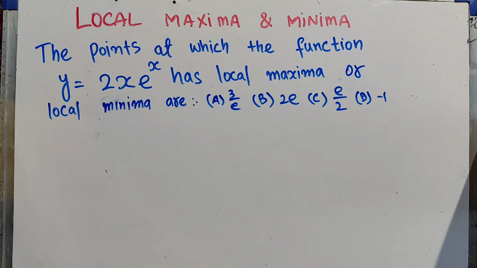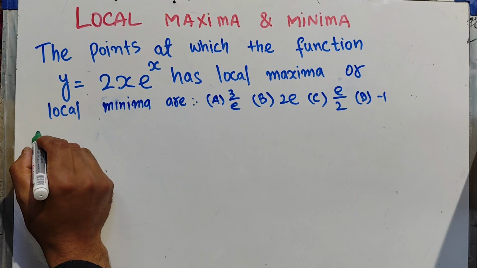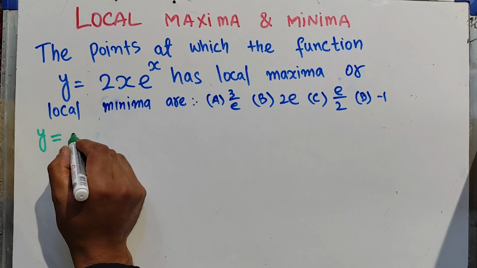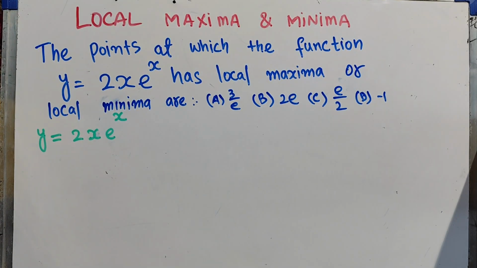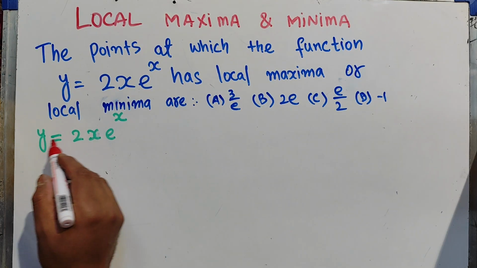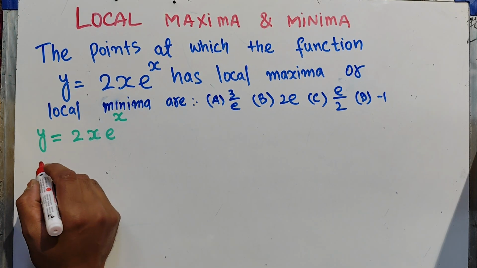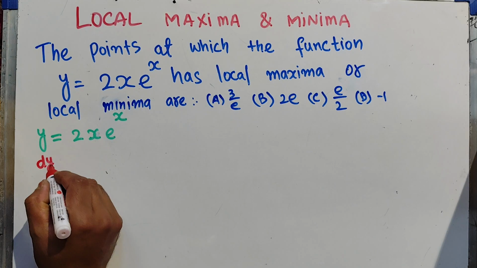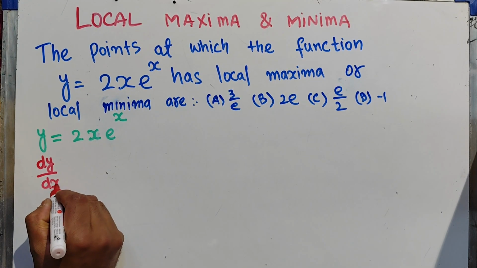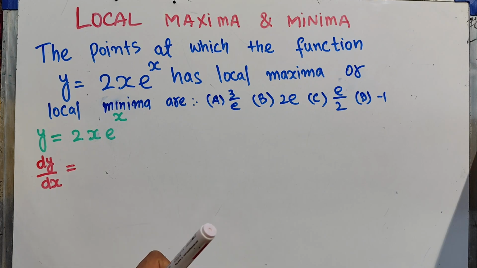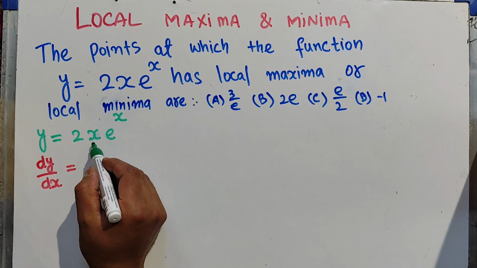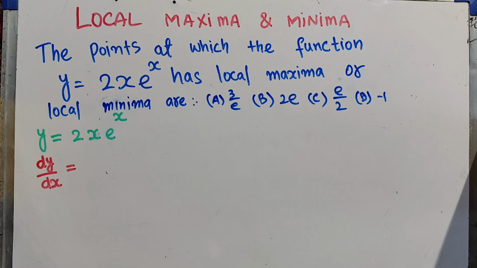Okay, so we have been given the function y is equal to 2x e raised to the power x. How do we find the local minima or maxima? First, we find the first derivative of the given function, that is dy upon dx. First we take the derivative of the given function with respect to x. Since we have two functions here, we apply the product rule.